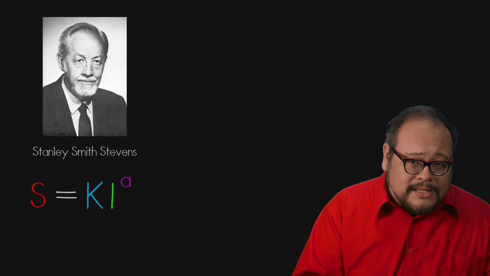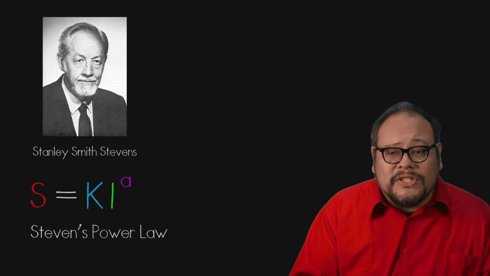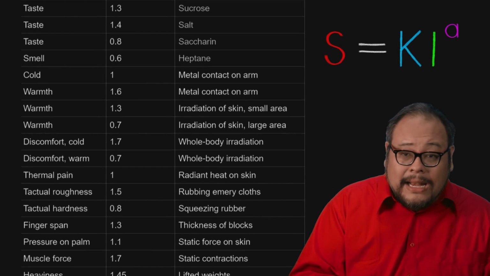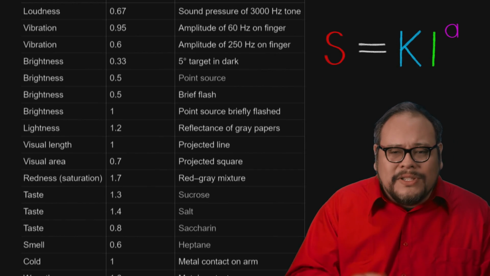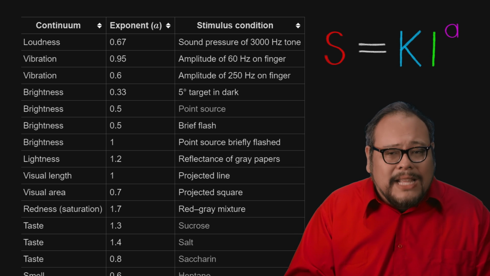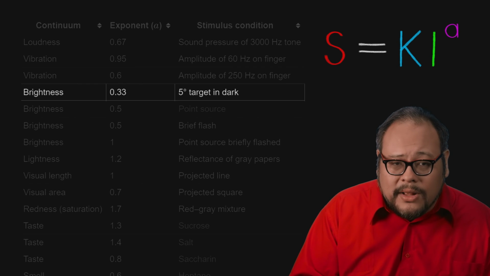In 1957, Stanley Smith Stevens updated this with the Stevens power law, defined generally as this. It can describe our sensitivity to stimuli from audio to warmth to heaviness, taste, and even electric shock. We just have to change the value of the exponent. For sensitivity to light, Stevens set it to 0.33.